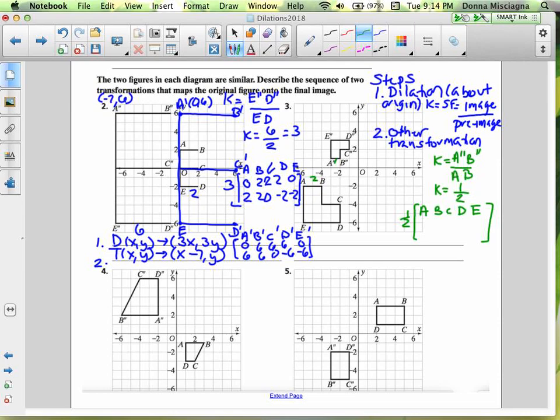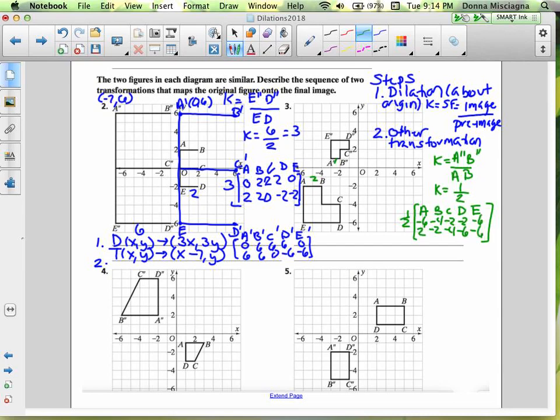So A is at -6, -2. And B is at -4, -2. And C is at -2, -4. And D is at -2, -6. Isn't it nice these are all even numbers? It's going to be really easy to multiply by half. Just divide them by 2. And then E is located at -6, -6.